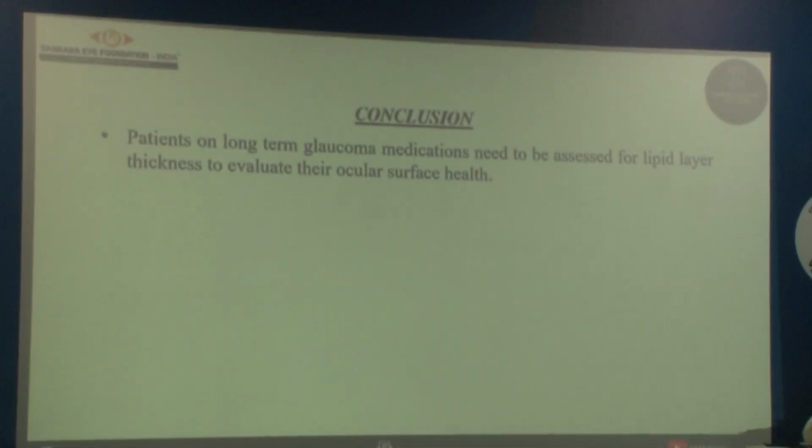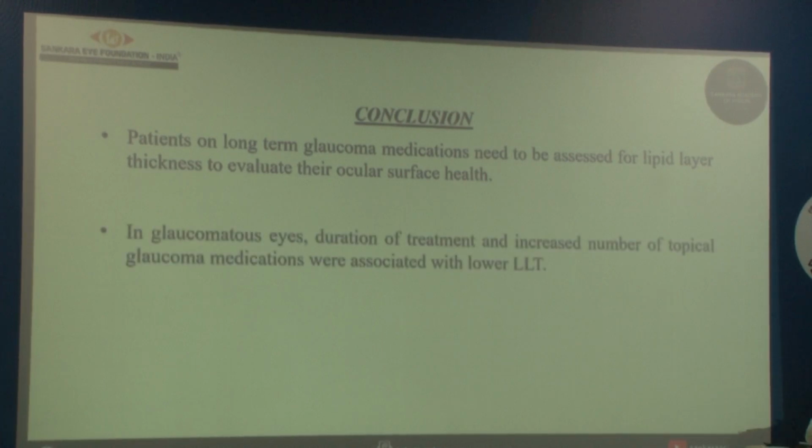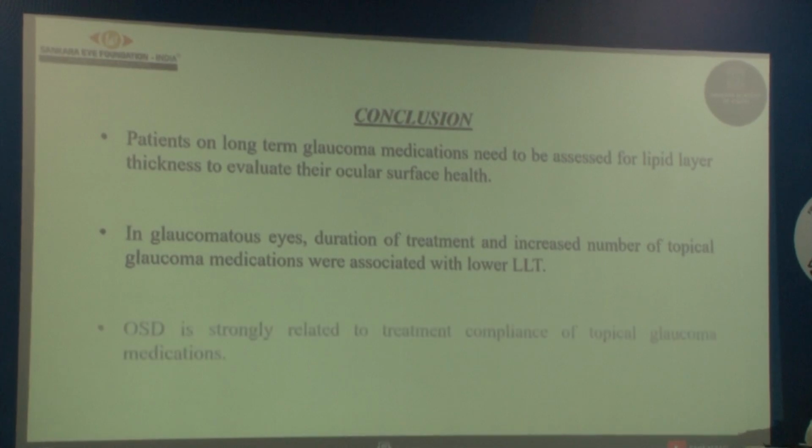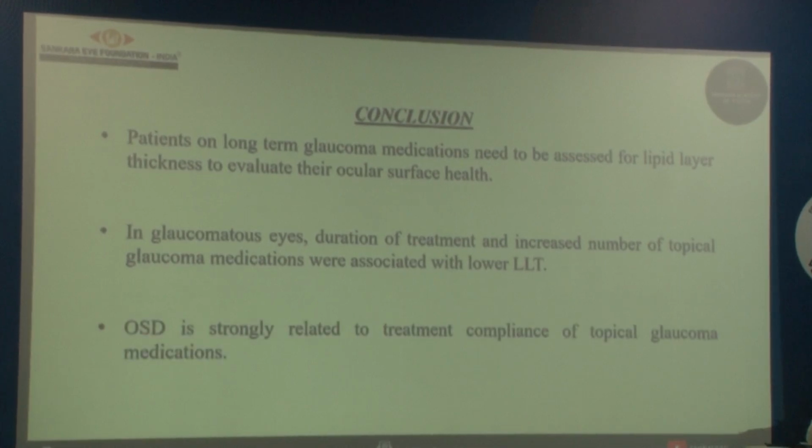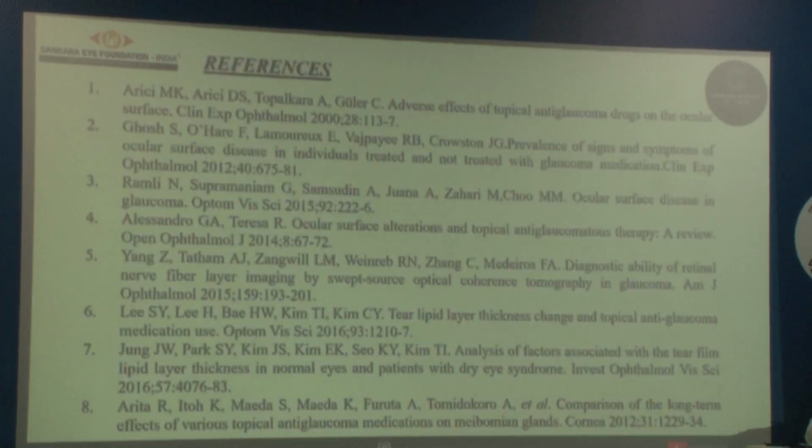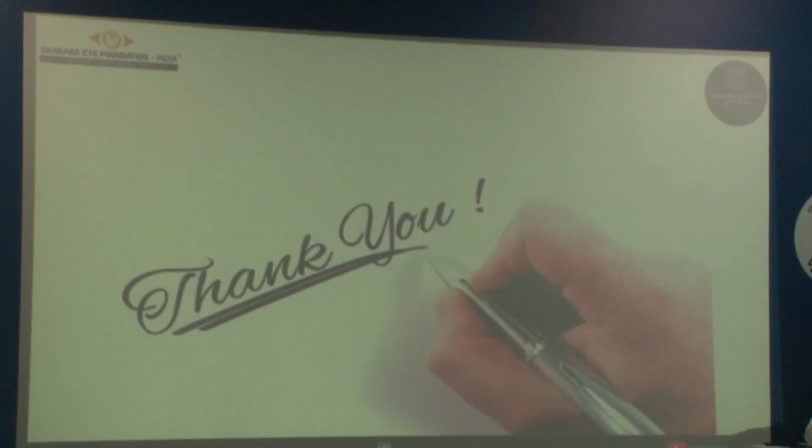Conclusion. Patients on long-term glaucoma medications need to be assessed for lipid layer thickness to evaluate their ocular surface health. In glaucomatous eyes, duration of treatment and increased number of topical glaucoma medications were associated with lower lipid layer thickness. And ocular surface is strongly related to treatment compliance of topical glaucoma medications. These are my references. Thank you.